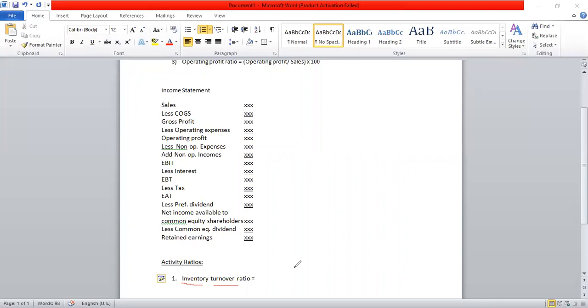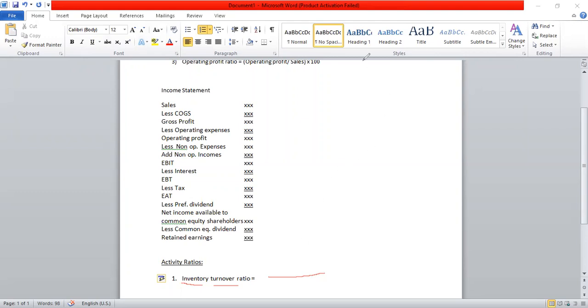In all turnover ratios, turnover will be in the numerator, and the other variable will be in the denominator. If it is inventory turnover ratio, turnover will be in the numerator, inventory in the denominator. Receivables turnover ratio, turnover in the numerator, receivables in the denominator. Asset turnover ratio, turnover in the numerator, assets in the denominator. Capital turnover ratio, turnover in the numerator, capital in the denominator. So it goes on like that. That is one blind rule you just remember.